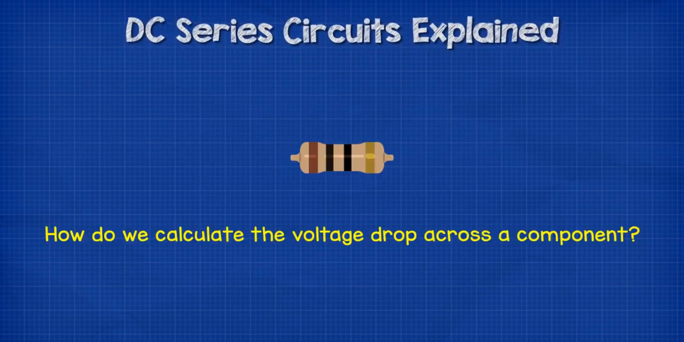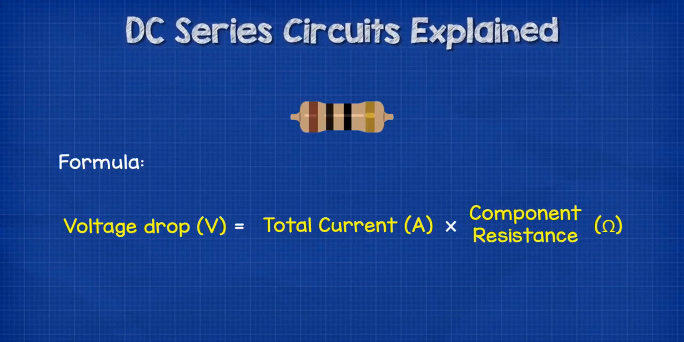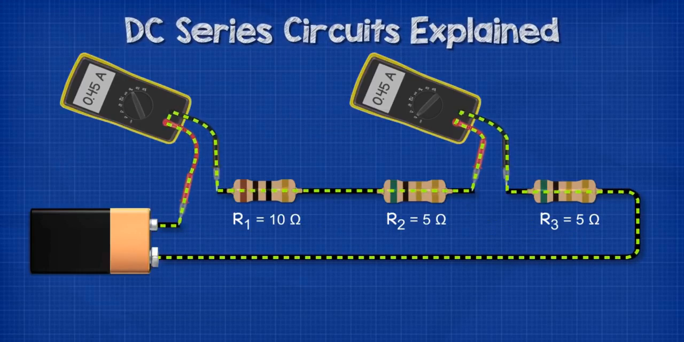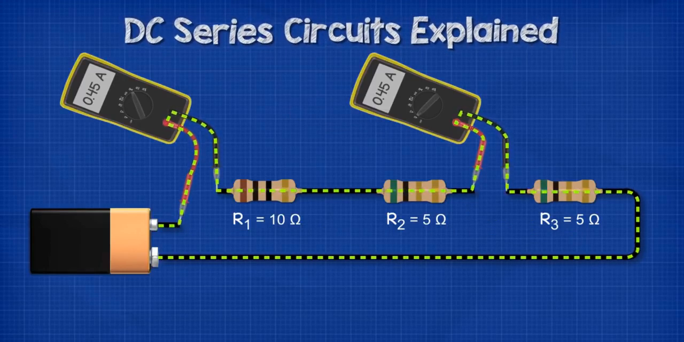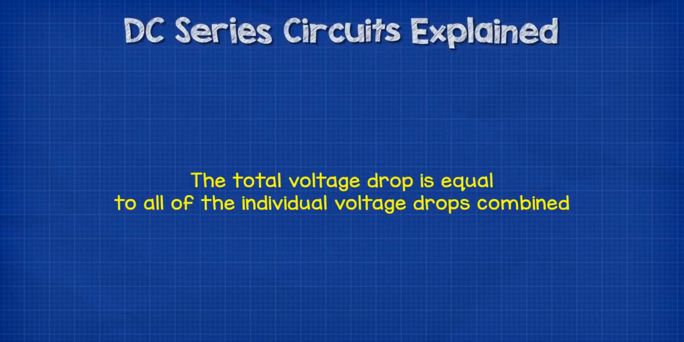We can calculate the voltage drop across each resistor individually by multiplying the total current in the circuit by the resistance of each component. Remember, in a series circuit, the current is the same anywhere in the circuit. The total voltage drop will be the total of all the individual voltage drops combined.